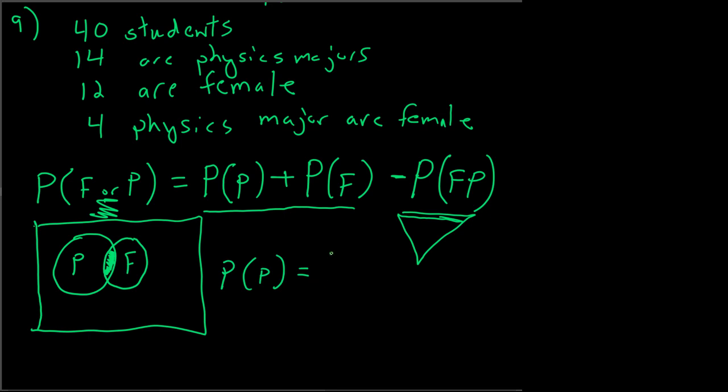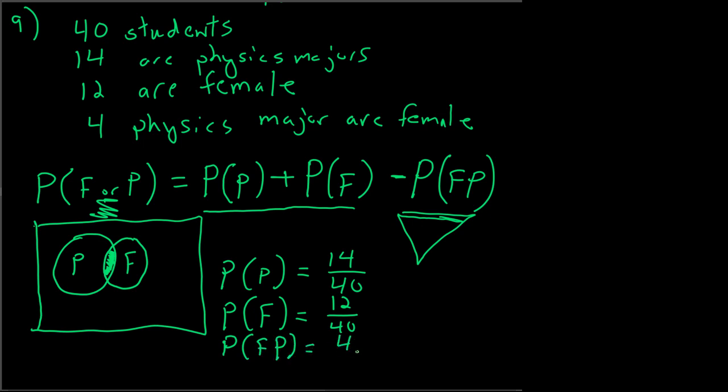And so in this case, the probability of being a physics major is equal to 14 out of 40. The probability of being female in the class is equal to 12 out of 40. And the overlap probability of being a female physics major is 4 out of 40.